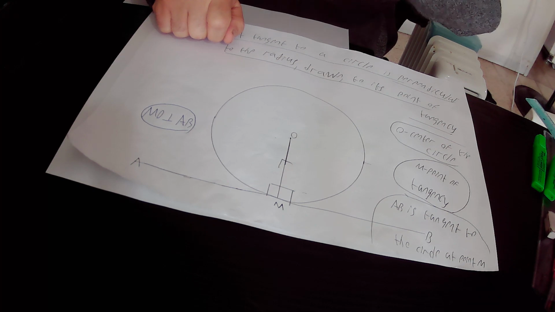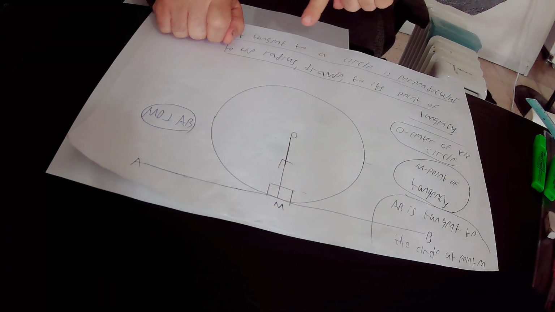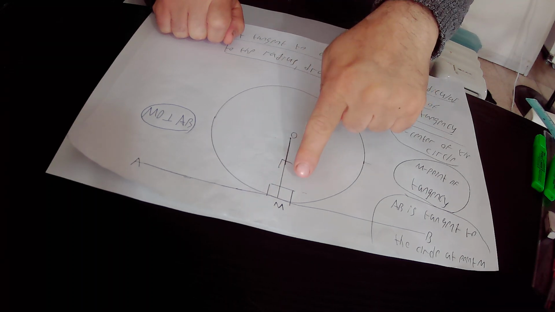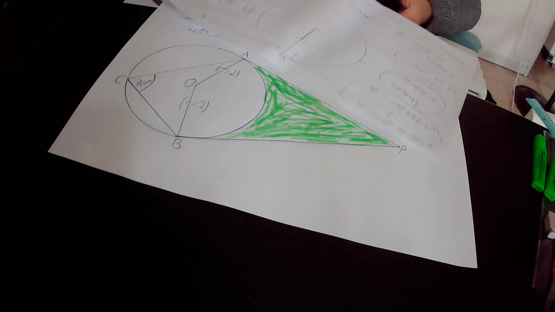The radius OM is drawn to point M, the point of tangency. And whenever you have a radius drawn to the point of tangency, then tangent AB will be perpendicular to the radius MO. So if AB is perpendicular to MO, it means that this angle equals 90 degrees and this angle also equals 90 degrees. We can actually implement rule 1 in our drawing.